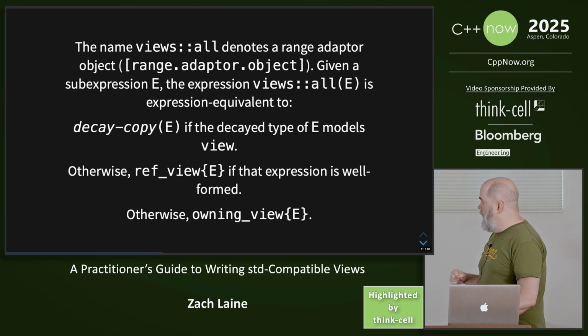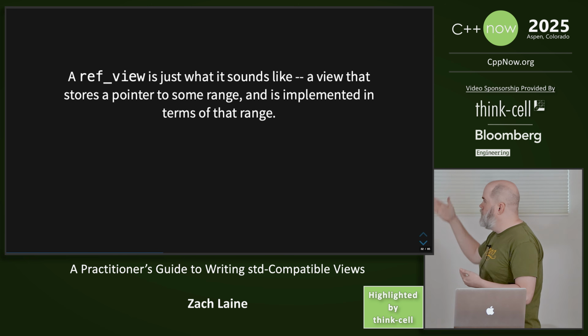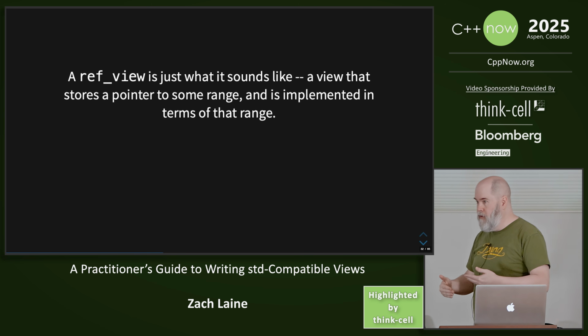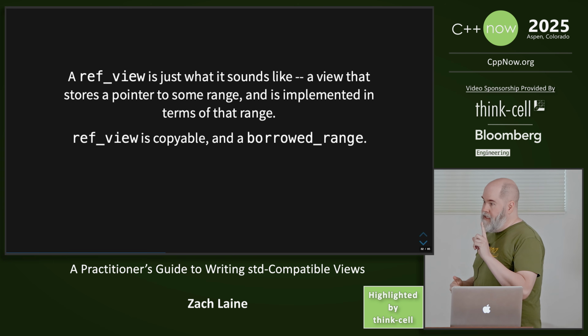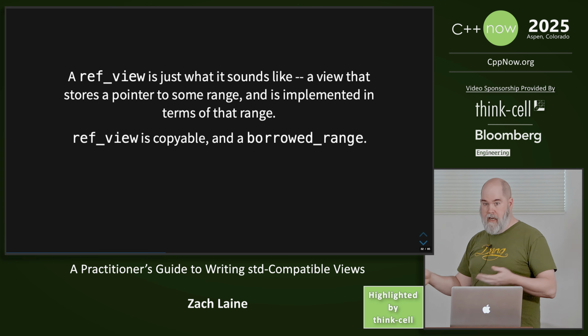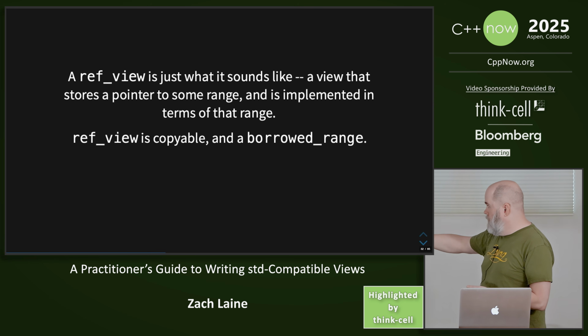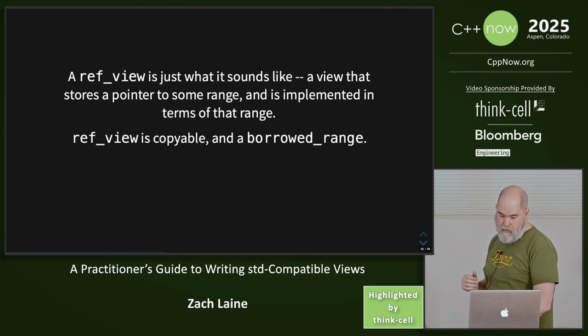Ref_view and owning_view are not mysterious. They do exactly what you think they do. Let's talk about them in a little bit of detail. A ref_view is just a reference to some other range. Everything in it is done in terms of that range. Its begin just calls begin on the range and returns whatever that returns, and so on. It is copyable and it is a borrowed range. Because it's a reference, it's a lot more like span than like vector. So we know it's always itself borrowed, borrowing the reference from whatever it refers to, and so it's always a borrowed range.